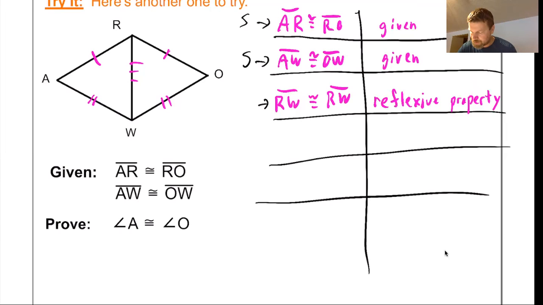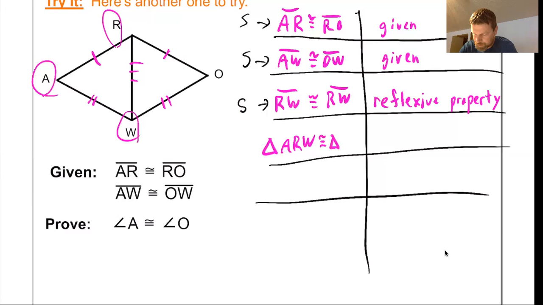All right, now that we listed it though, now I can see, oh, I've listed all 3 sides of those triangles are congruent. So now I can say the triangles are congruent by side, side, side. So that's what I'm going to state next. Triangle, let's see, I'm going to name this one on the left ARW is congruent to triangle. Let's see, if I said ARW, that would be the same as ORW, right? Going along the 1 line and then the 3 line. So ARW is congruent to ORW.